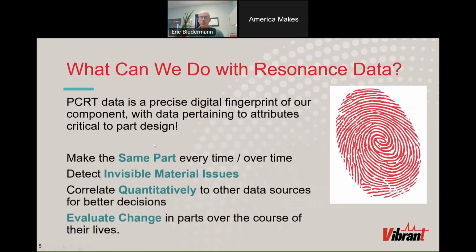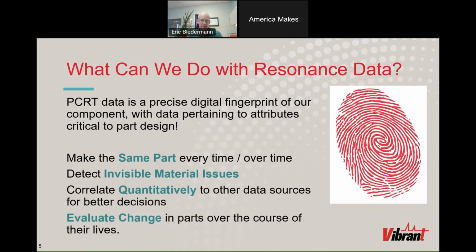And some of those things include ensuring that we're making the same part every time over time, because resonance is a quantitative measure of a component's material state. We can quantitatively evaluate the consistency of component populations. We can detect material issues that are often invisible to other inspection methods. Resonance is a whole body volumetric inspection method. So the presence of flaws anywhere in the component that will affect structural integrity will affect its resonance spectrum too.